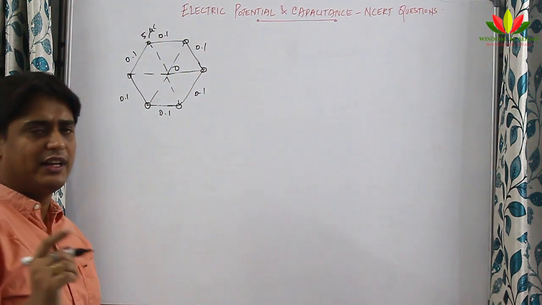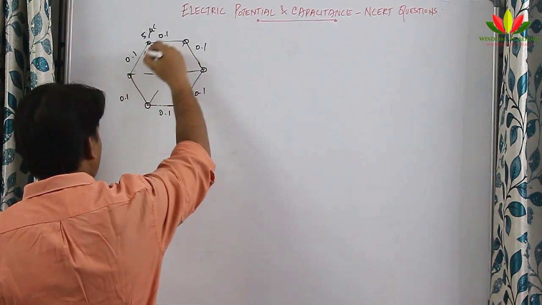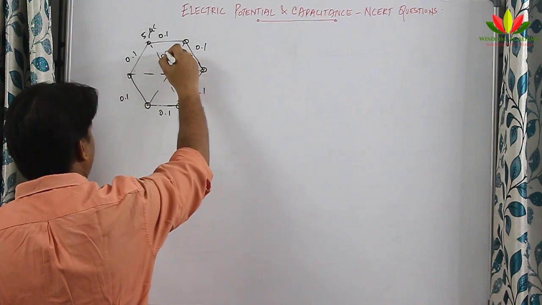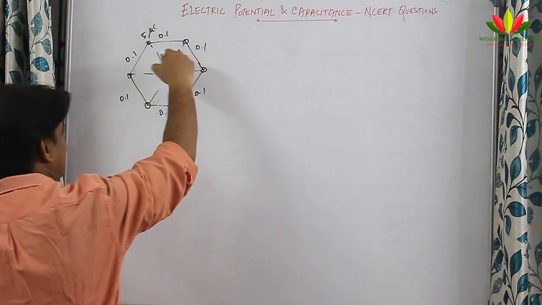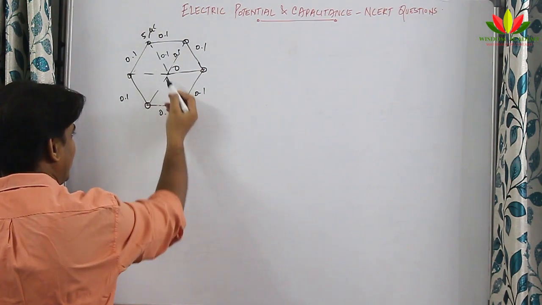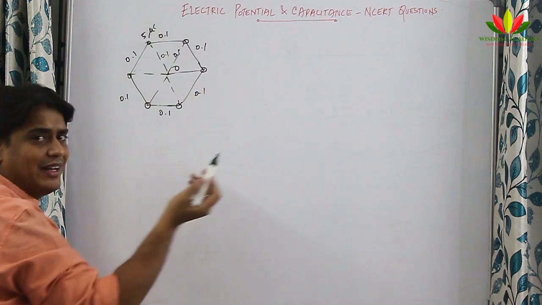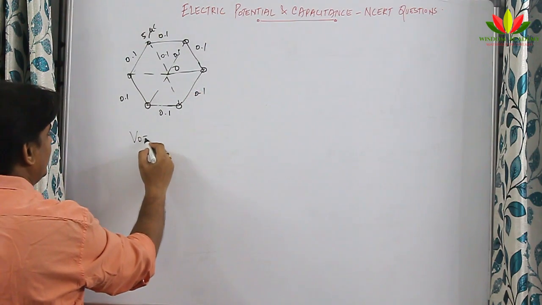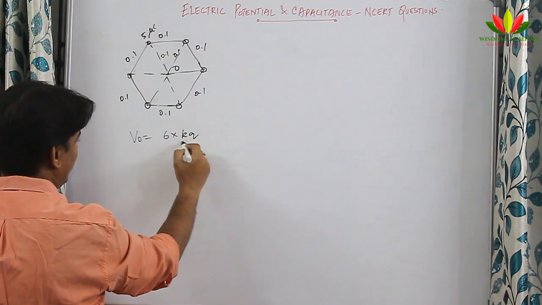So we know that in a regular hexagon, all these triangles will be equilateral triangles. So all these lines will be 0.1. So what will be the potential at this point? Due to each charge, it will be kq by r, kq by r, kq by r. How many times kq by r? 6 times. So V at O will be equal to 6 into kq by r.